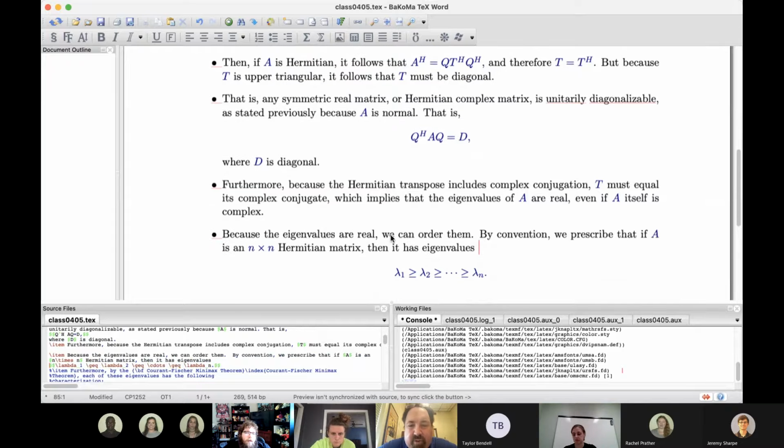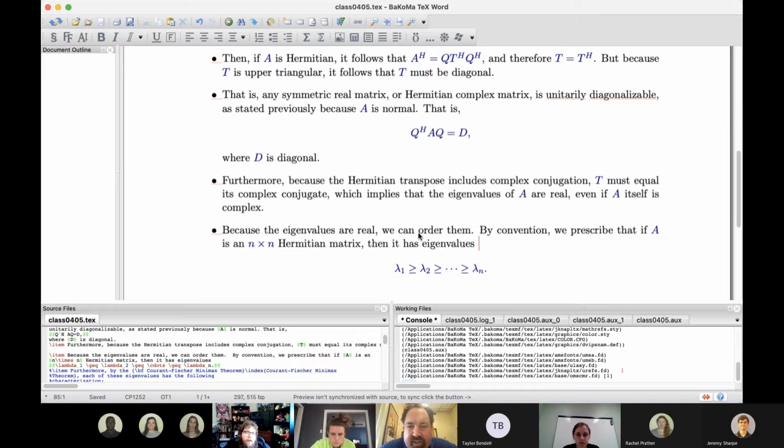So we can impose an ordering on the eigenvalues because they're comparable. If A is a Hermitian matrix, then these are the eigenvalues, and we'll call lambda 1 the largest one, not necessarily in magnitude. I mean, these could all be negative, for instance, but that's the largest, and lambda n is the smallest.